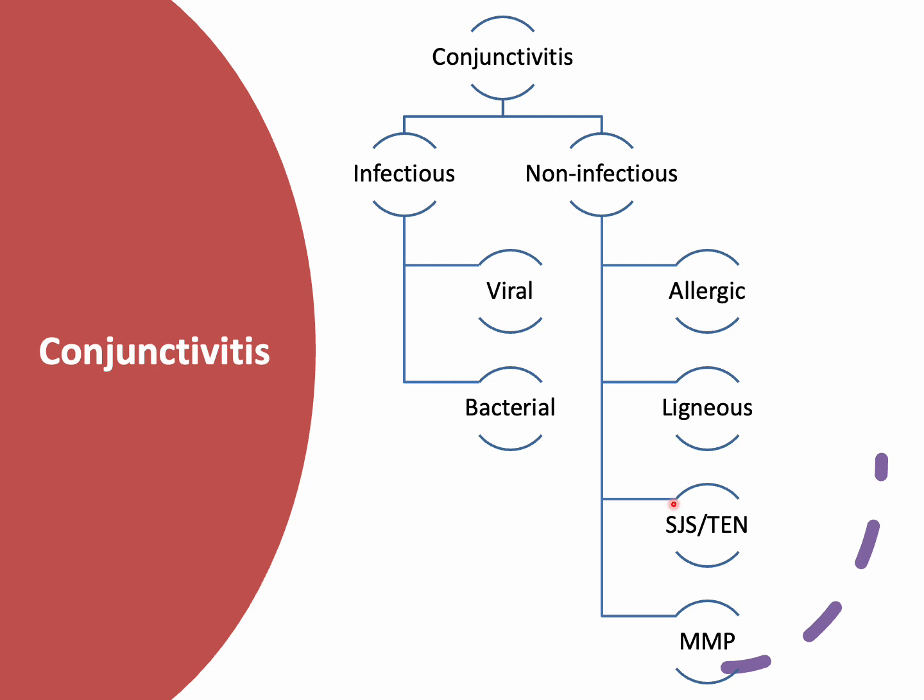And the final one is mucous membrane pemphigoid. This is also an autoimmune disease which can affect the mucous membranes of the body. So not only the eye, it can affect the mouth and other organs or other mucous membranes. And usually it's managed by an ophthalmologist and a dermatologist.